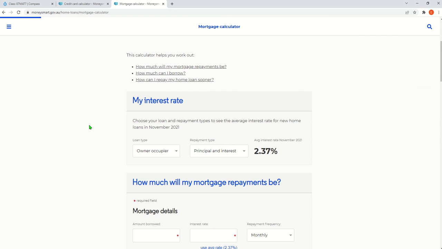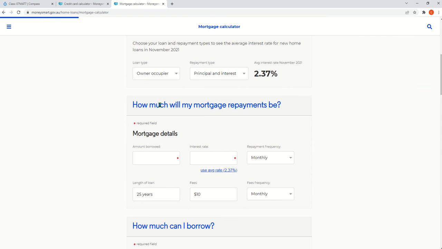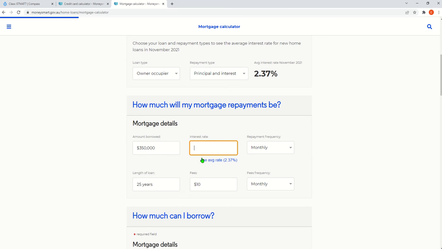So, mortgage calculator. I'll just come down here, it says, how much will my mortgage repayments be? So I just have to enter in the details. Tom borrows $350,000. So let's come down here and go to amount borrowed and type in 350,000. Interest rate tells me it's 7.5%. Monthly repayments, reducible interest, repay the loan over 25 years. So length of loan 25, it already says 25, I haven't got to change it.